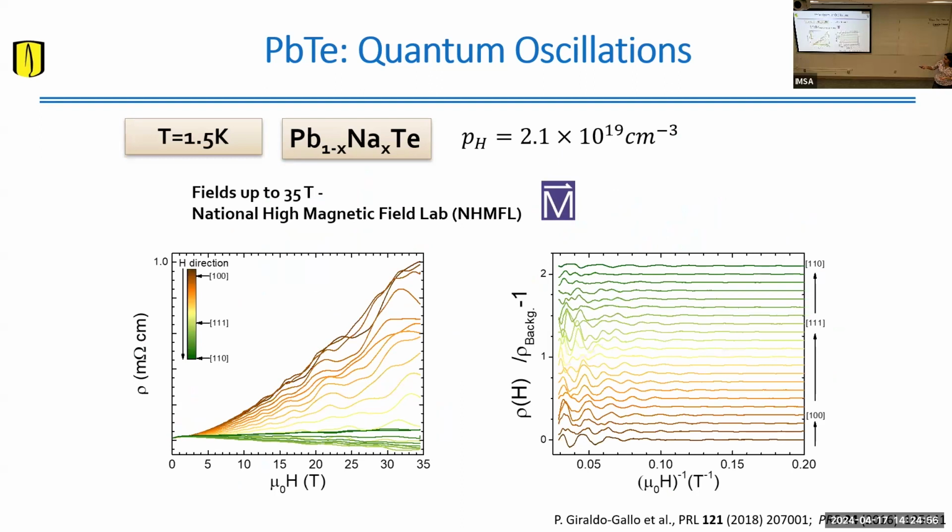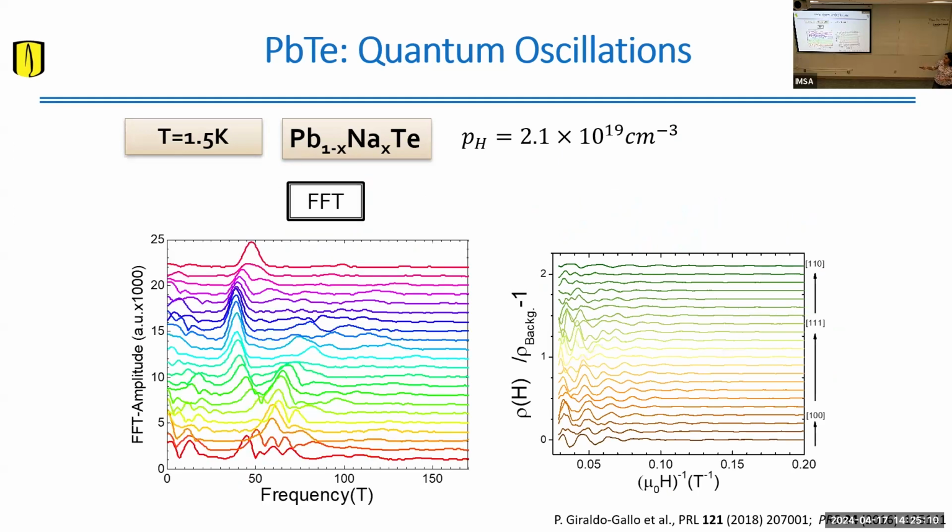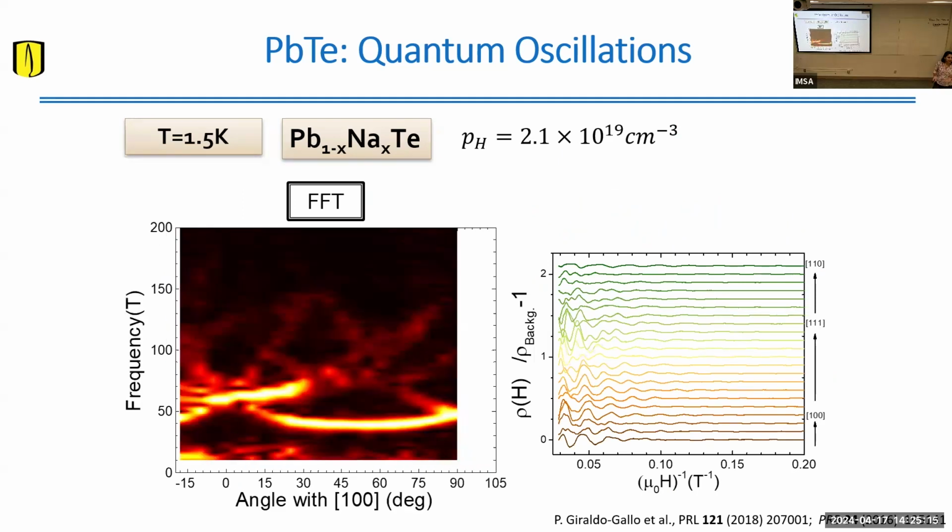So you take your data, you take the non-oscillatory component, you plot it as a function for different angles, you plot it as a function of inverse field, and you take a Fourier transform in order to get the frequency component of this. So this is your Fourier transform. You can plot it in a nicer way to compare it directly to what the plots I was showing you before, to compare directly with the theory, and then you get these nice plots.